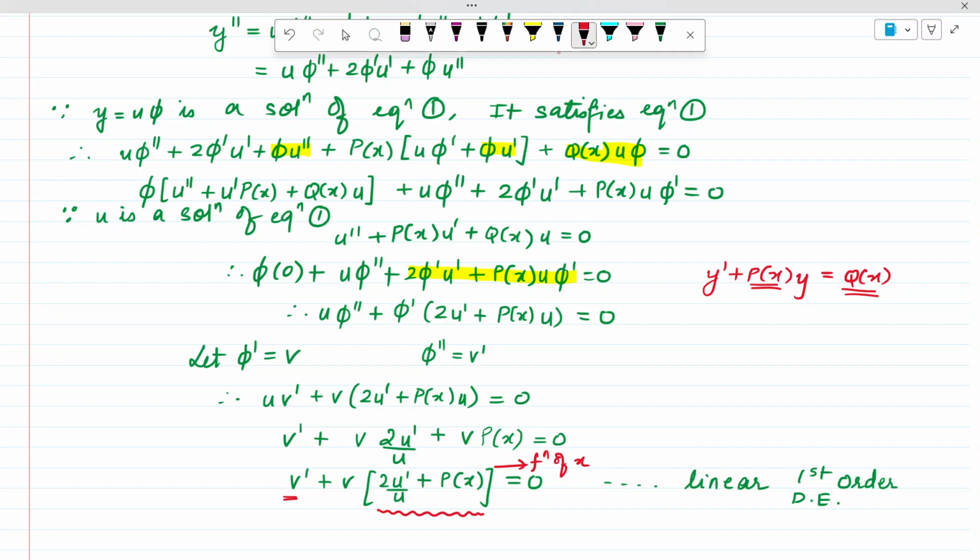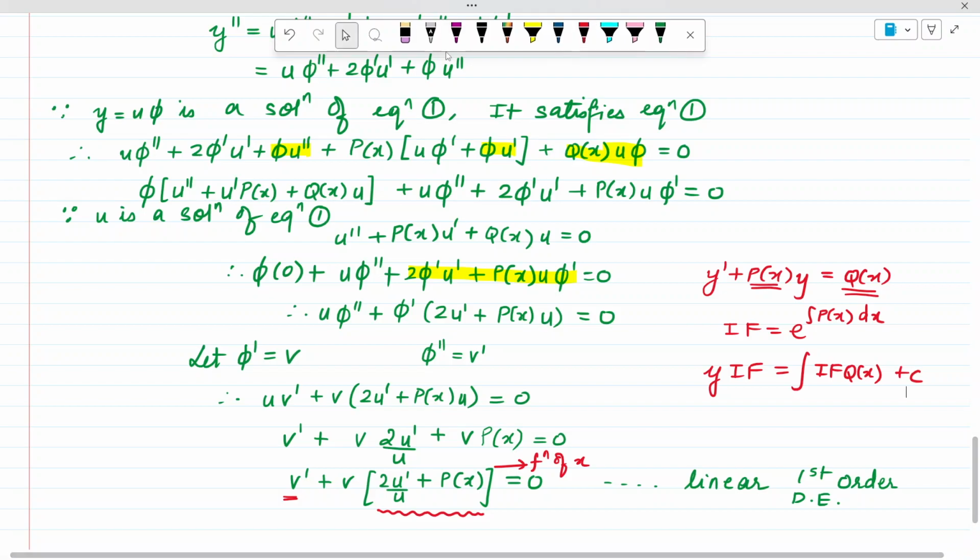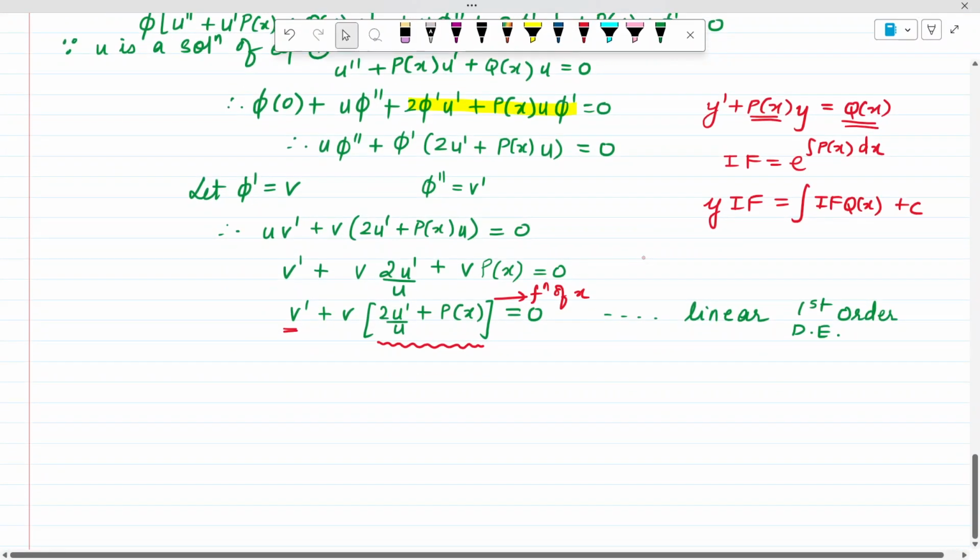Yes, ma'am. Okay. So this is a linear function, and how do you solve it? You first find the integrating factor, which would be e raised to integral p dx. And then we say the solution is y times integrating factor equals the integral of integrating factor into q of x dx plus c, constant.